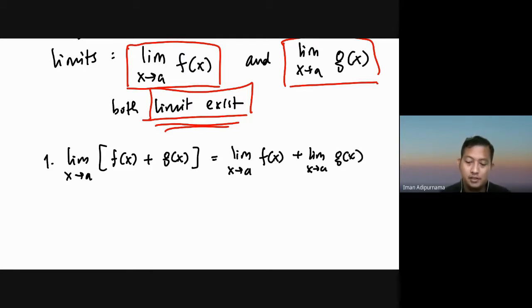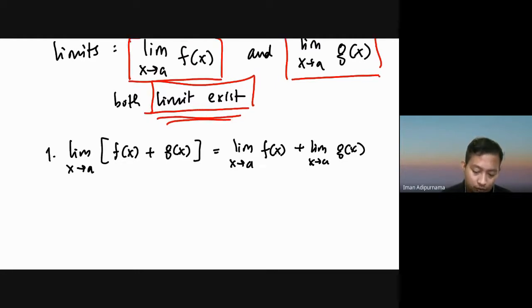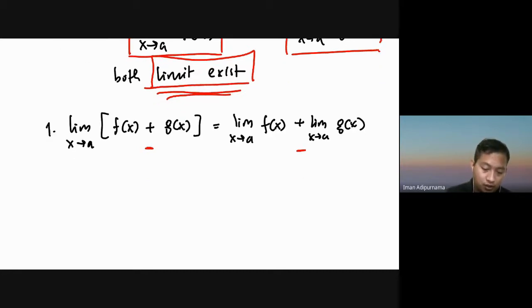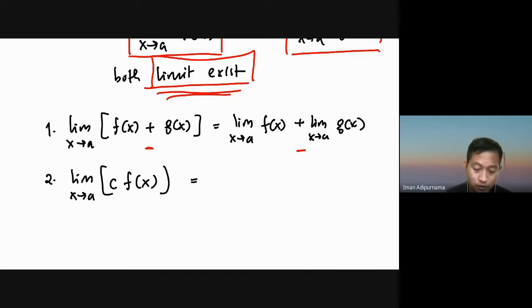You can plus, and then you can also minus. I will just write minus below here. I hope you understand what this means, so it means that you can also minus. Second one, you can factorize any constant you find in the limit, and you can remove that constant out.